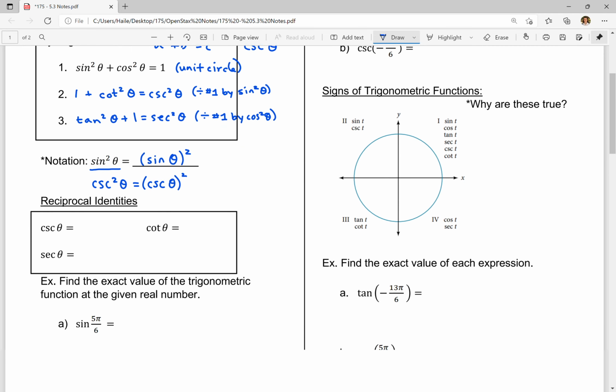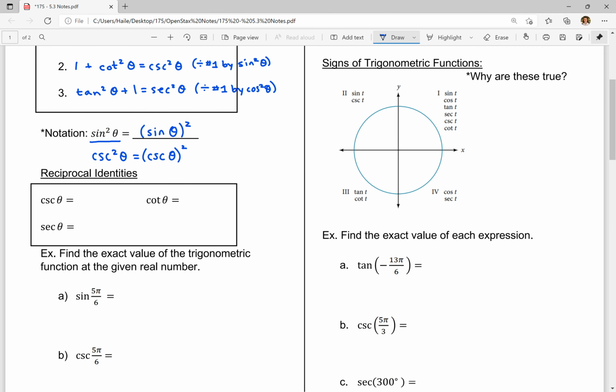Another type of identity that becomes very important are what we call reciprocal identities. Cosecant, secant, and cotangent are actually just related to sine, cosine, and tangent. So cosecant of theta is just 1 divided by the sine of theta. Secant of theta is 1 divided by cosine of theta. And cotangent is just 1 divided by tangent of theta.